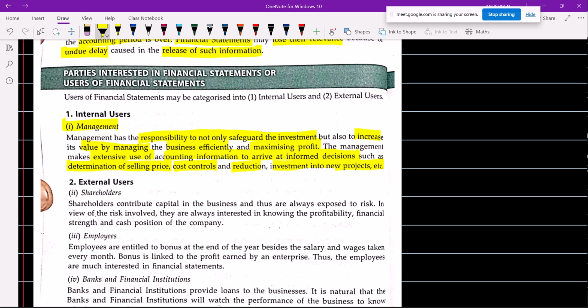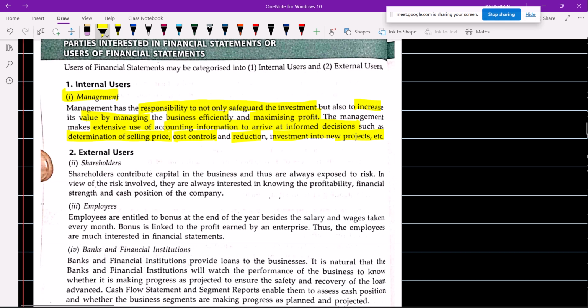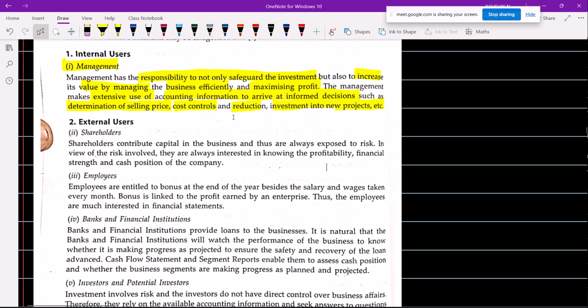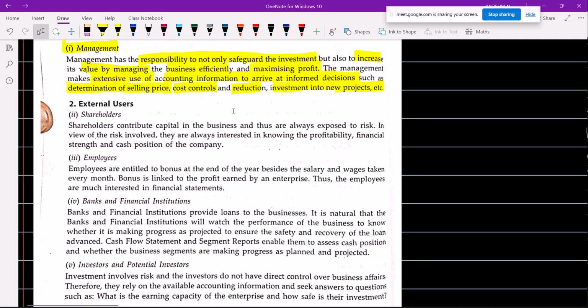And as a user of financial statements, this is what you do from the financial statement after analyzing it. So I think internal users, there is no doubt about it, it's clear, right? Yes, sir. Now, who's ready to read the second category, that is external users? And the external users, first one, shareholders.